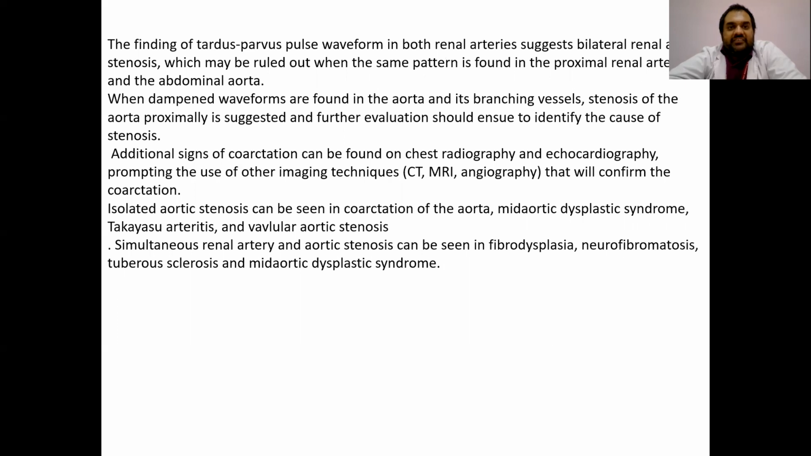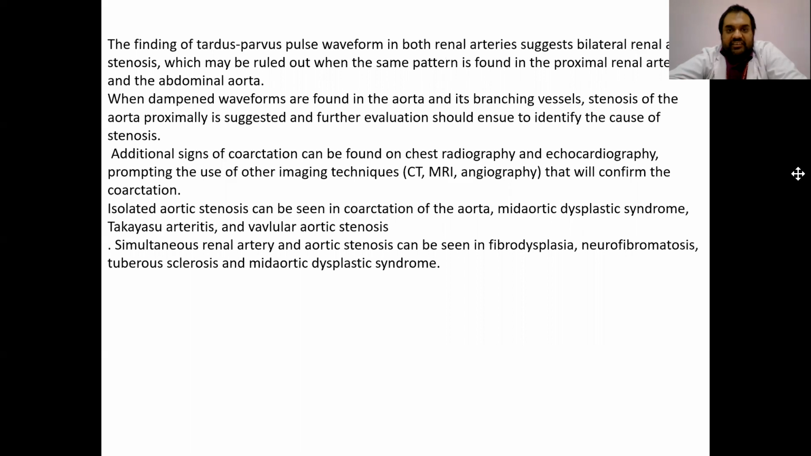The finding of a tardus parvus pulse waveform in both renal arteries suggests bilateral renal artery stenosis, which may be ruled out when the same pattern is found in the proximal renal arteries and the abdominal aorta. When dampened waveforms are found in the aorta and its branching vessels, stenosis of the proximal aorta is suggested, and further evaluation should be done to identify the cause of stenosis. The additional signs of coarctation can be found on chest radiograph and echocardiography, prompting the use of other imaging techniques like CT, MRI, and angiography that will confirm the coarctation.